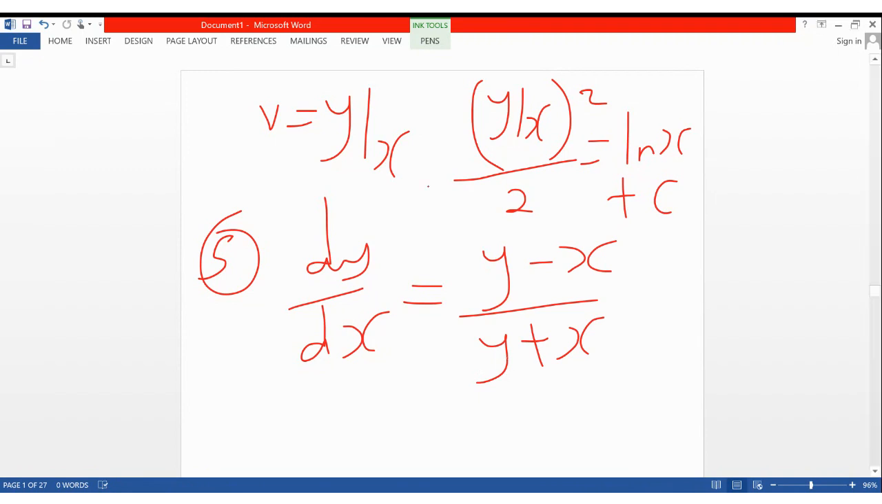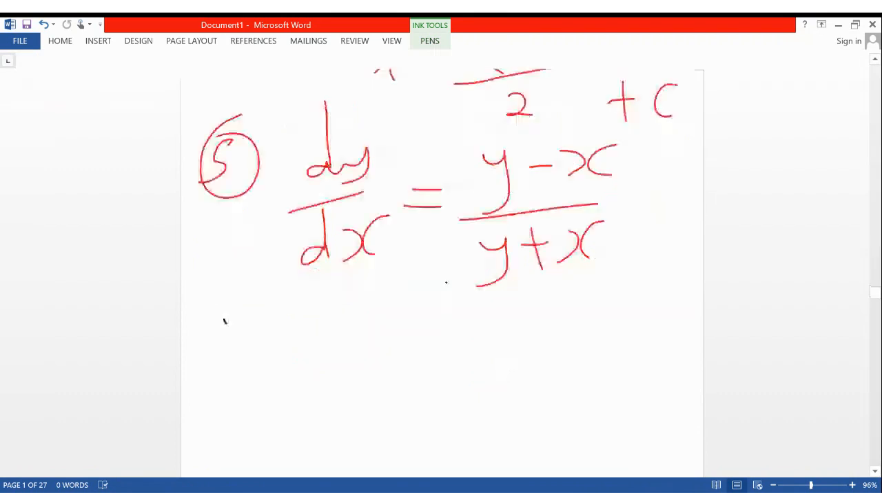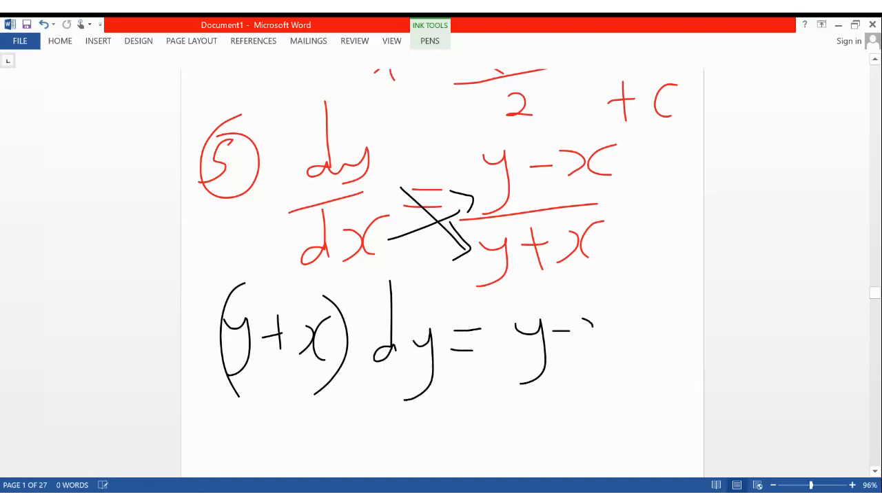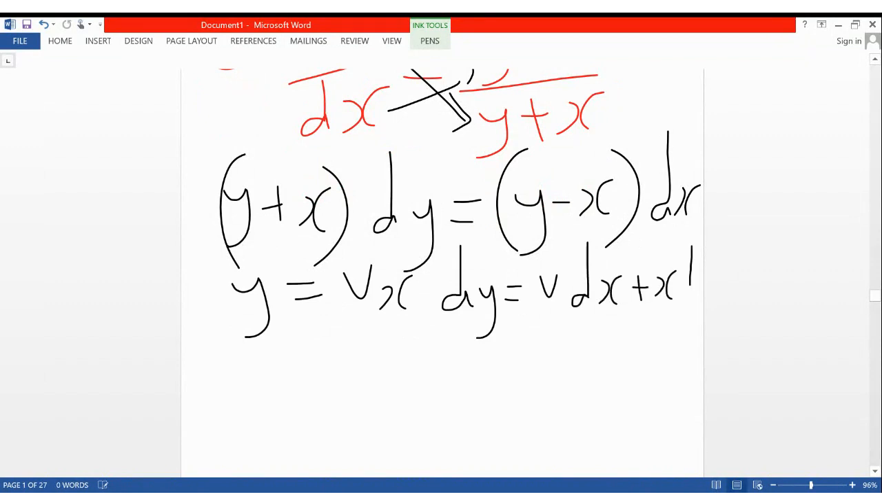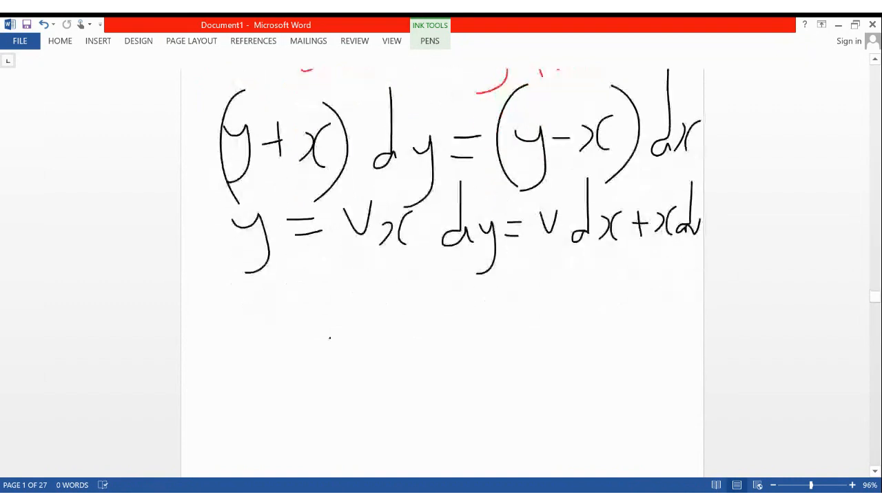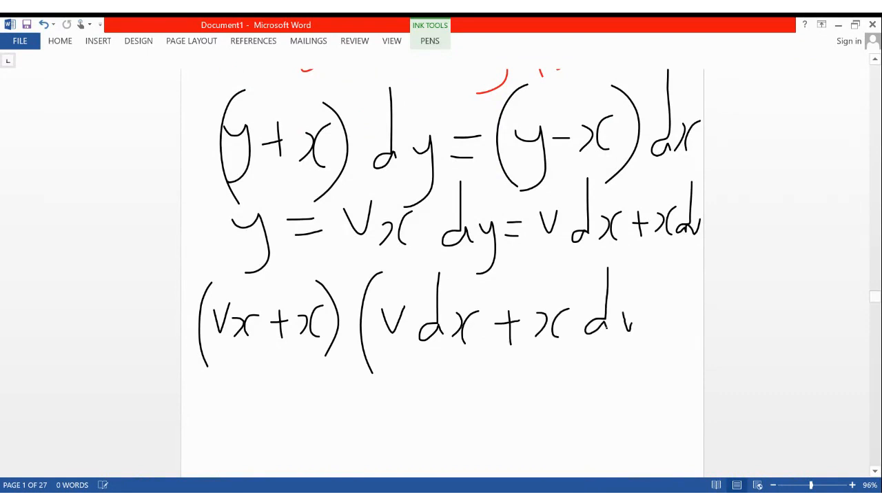Yes, okay. Let's now do this one. We cross multiply. So we shall get y plus x dy is equal to y minus x dx. From there, we said to introduce v: let y be vx and dy be v dx plus x dv. So I replace that one there. Our y is vx plus x, and then our dy is v dx plus x dv is equal to, again, we have x minus x.